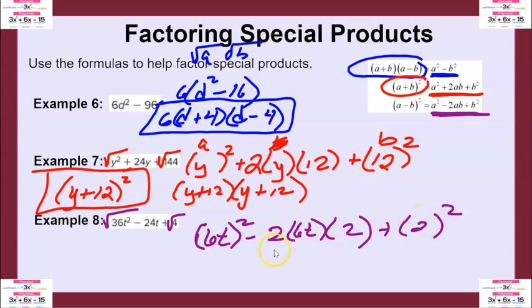So now I just want to double check the middle term. 2 times 6 is 12. 12 times 2 is 24. 24t is what I have here. So if this is my a and this is my b, I can now write my binomial, which would be 6t minus 2. And all this would be squared. So that is how you can factor polynomials.